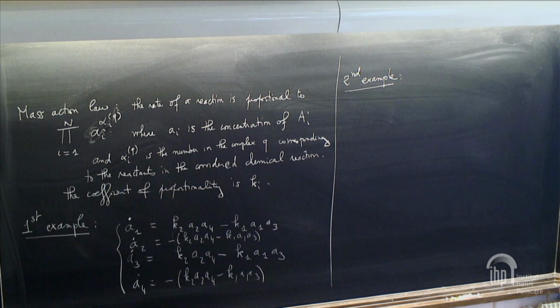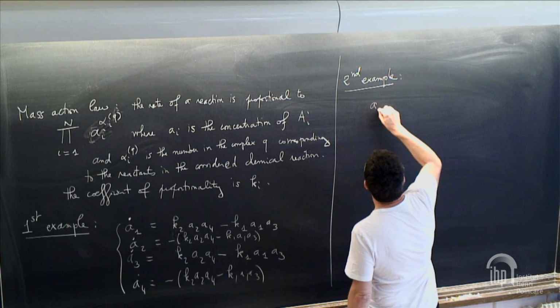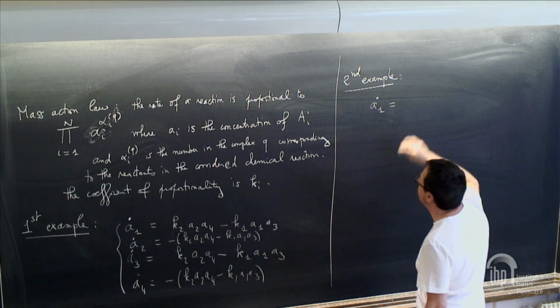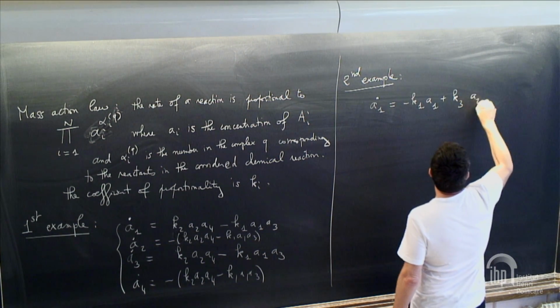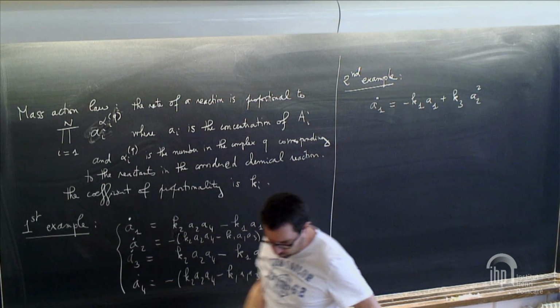So in the second example, you can start to see how it works for A1. As you can see, A1 will disappear with a rate K1. So you will have to put minus K1 A1 in the ODEs. And it can be produced out of 2A2, so you will have to add K3 A2 square. Okay? So the first equation is A1 dot is minus K1 A1 plus K3 A2 square. Okay?